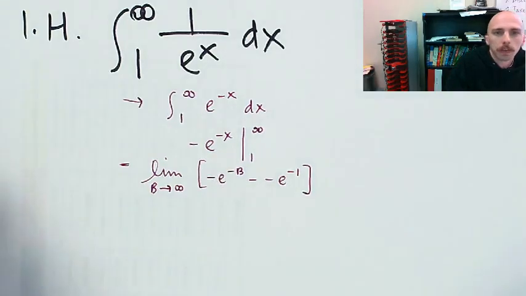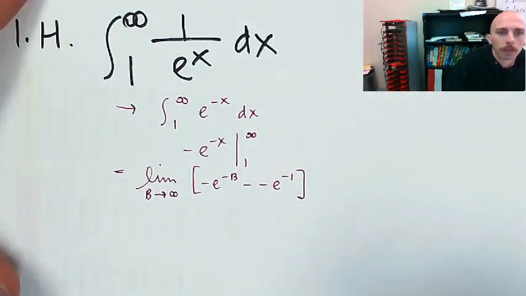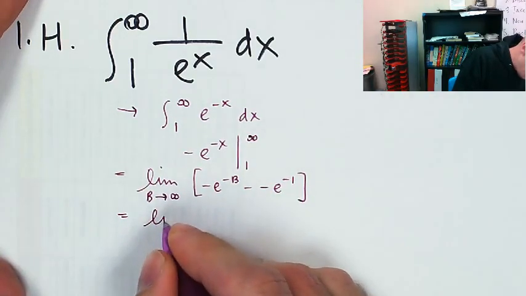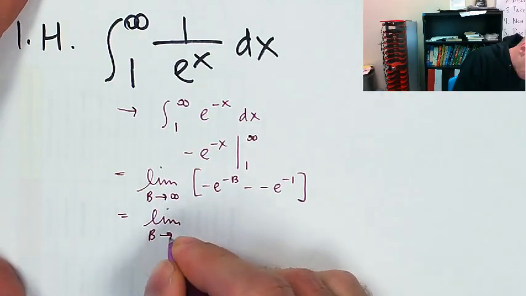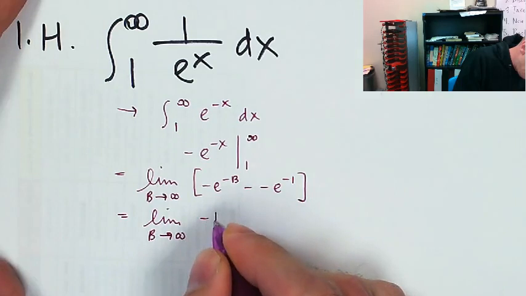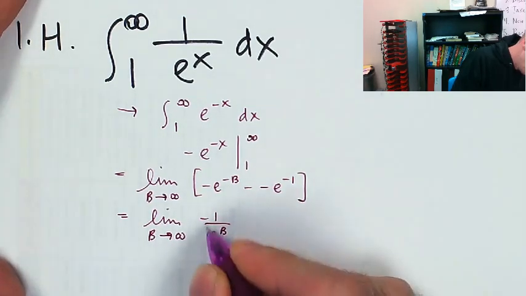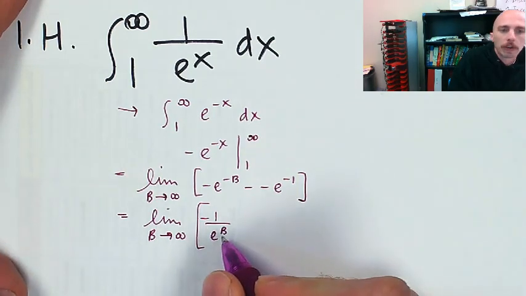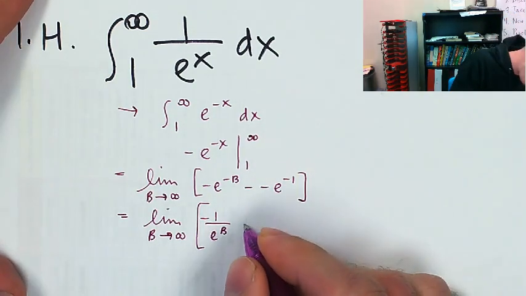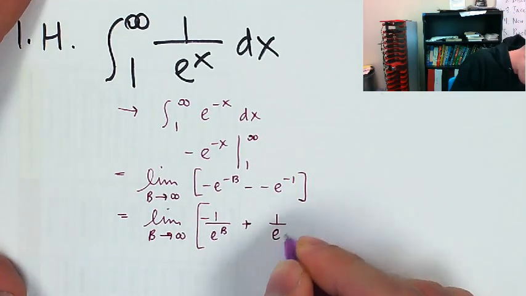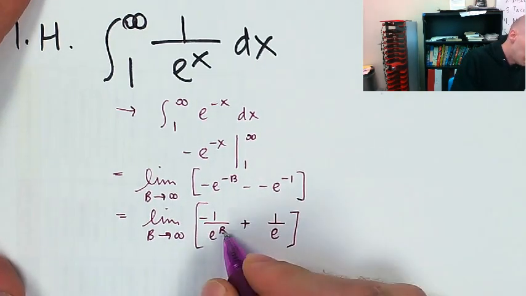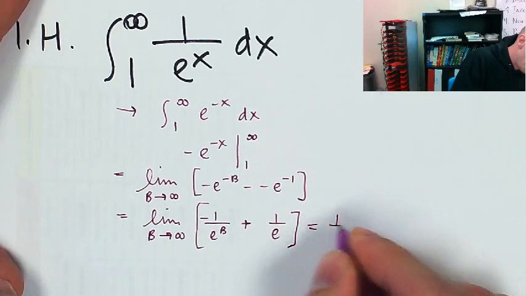Me personally, I don't just look at this limit and say, okay, I know it's going to go to 0. Maybe I do, but I wouldn't expect you all to. If I can't see what's going on here, I might say this is negative 1 over e to the b. And this fraction is pretty clearly going to 0 as b goes to infinity because the denominator just gets really big, plus 1 over e. This goes to 0. That doesn't care what happens to b, so this limit is 1 over e.